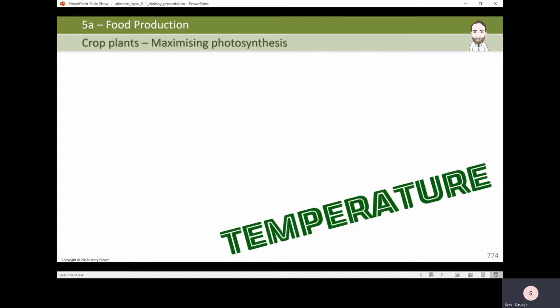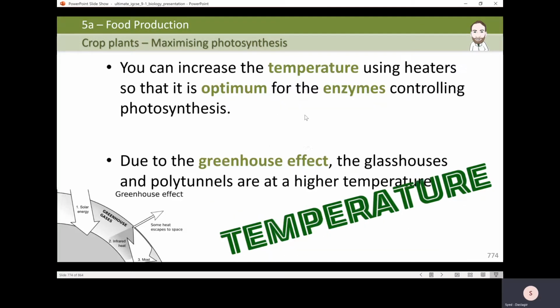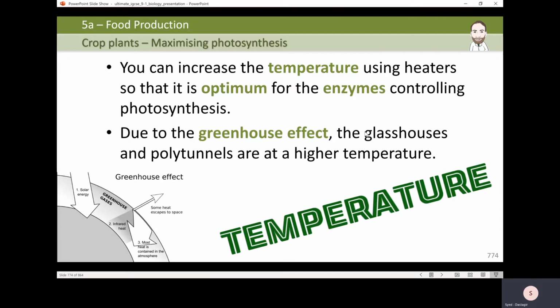So you need to think about how you can affect a chemical reaction using temperature. Especially if you've done chemistry, you definitely know this. Or if you remember enzymes from year 10, you'll 100% know about this. So if we increase the temperature using heaters in our greenhouse, we can make sure it's optimum, and you should remember what that means, the best temperature for the enzymes to work.